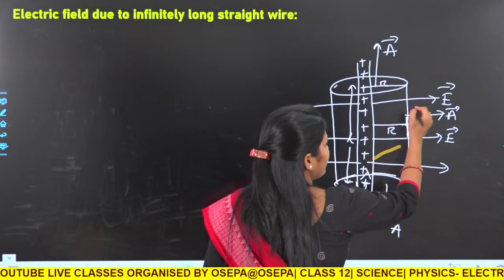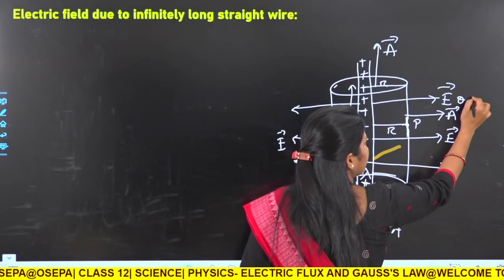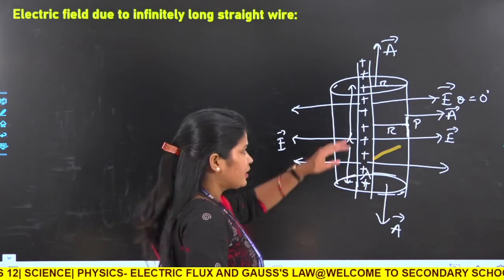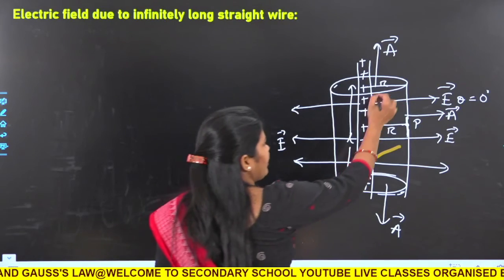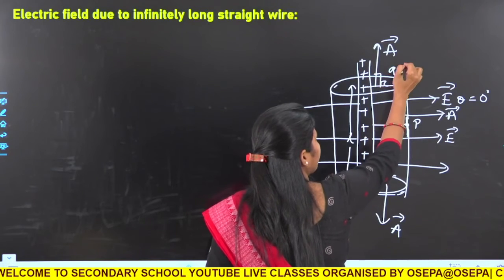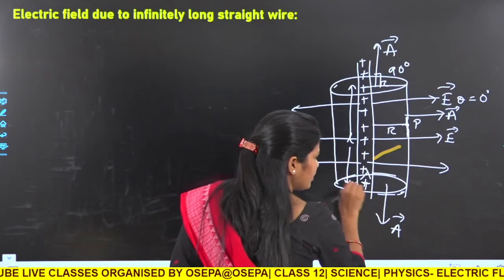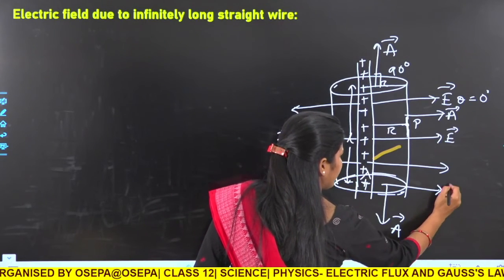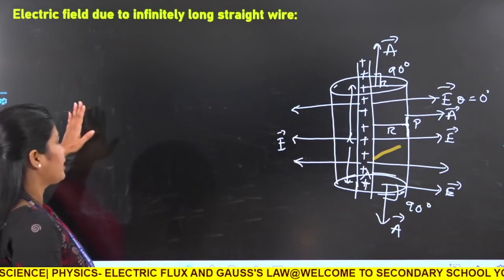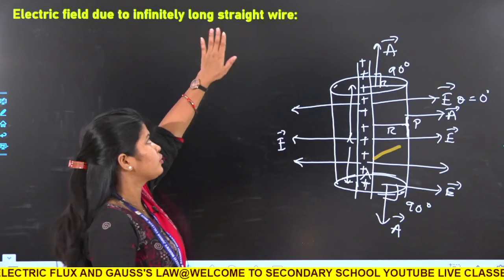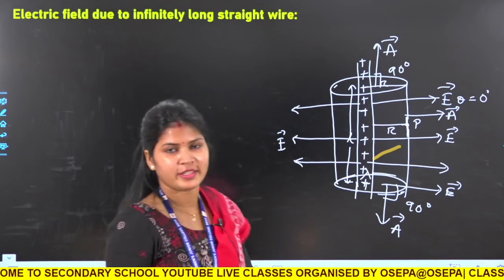So, see this. Here, the angle between the area vector and the electric field vector is how much? Theta is 0 here, because the electric field and area vector are in the same direction, and here the angle is 90 degrees between the electric field vector and area vector. Here also the angle is 90 degrees. Putting all values, we can calculate the electric field due to a long straight wire by applying Gauss law, and this we will do in the next class. Thank you so much.